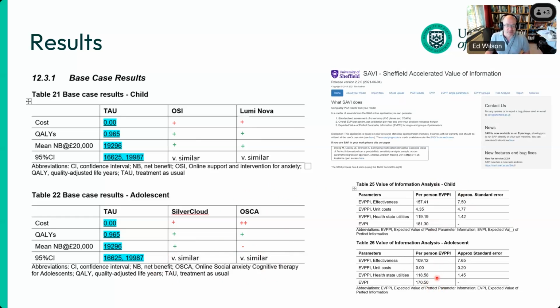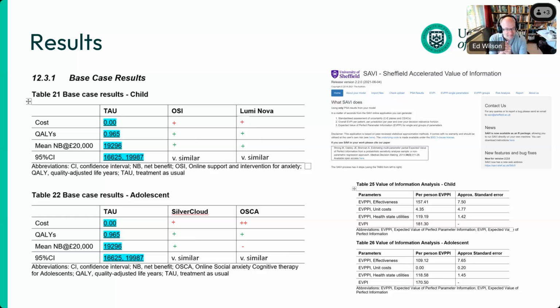And these numbers basically are positive, and it tells you that actually the uncertainty is in the effectiveness and health state utilities rather than the costs. Now, in some ways, that was as far as we went with the value of information analysis for this. In some ways, it wasn't.